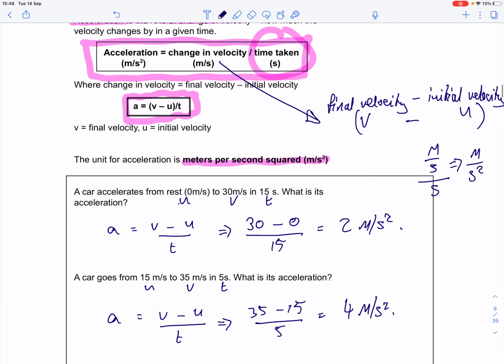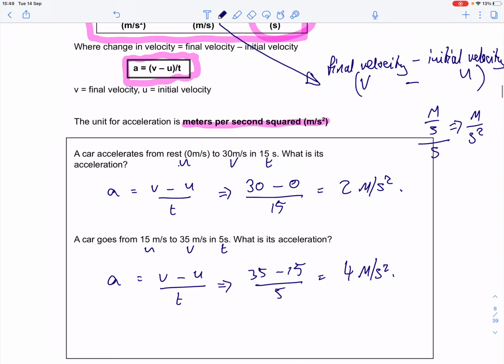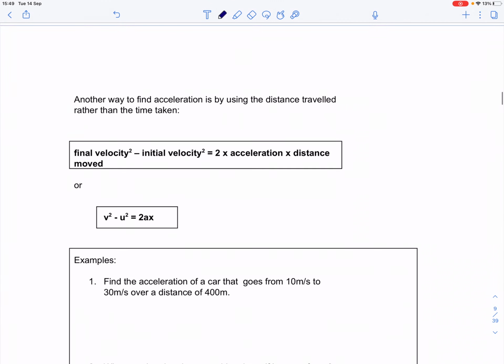So that equation allows us to calculate acceleration very simply if we know the time taken. But what if we don't know the time taken? What if we have two posts separated and rather than having a stopwatch we have a meter ruler or a trundle wheel or something like that we can measure distance with? Is there a way to calculate acceleration when we don't know how long the change in velocity has taken? Well, yes, there is. It's slightly more complicated, but let's have a look at that.